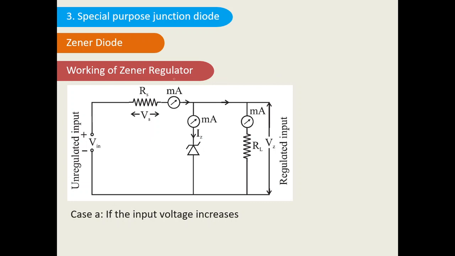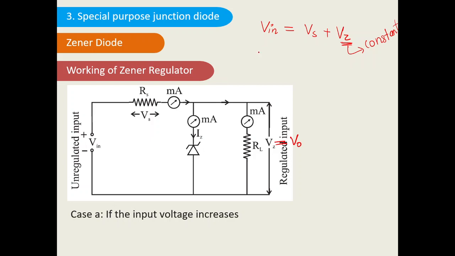So what is the value of this Vin? Whatever the value of Vin is, it is equal to the value of Vs plus the value of Vz. Okay, and Vz and Vo are both the same. Now this value is constant. This value is not going to change, right?